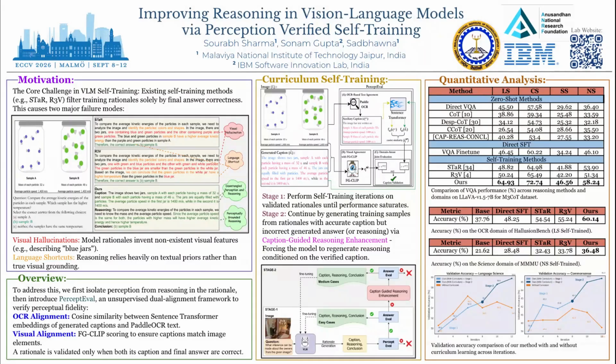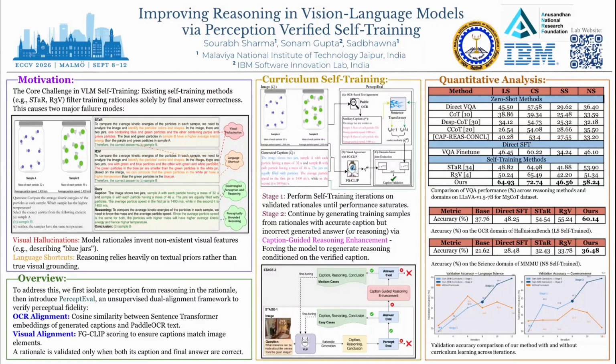Now we have proposed our curriculum self-training framework. In stage one, like other self-training methods, we train the model on its own generated and validated rationales, right? Earlier the validation method was based on the final answer correctness. Here in our proposed case, it is based on the final answer as well as the validated caption. We perform self-training until the performance saturates.